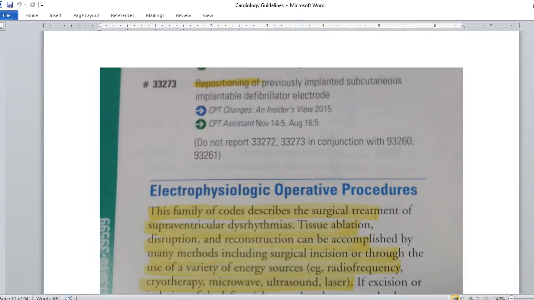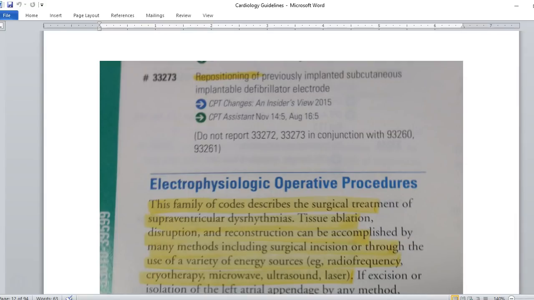So again, what are we doing when we're dealing with pacemakers and implantable defibrillators? Are we doing the original insertion? Are we doing a repair? Are we doing an upgrade? Are we doing a repositioning? Are we doing a relocation of the skin pocket? What specifically are we doing during that session?